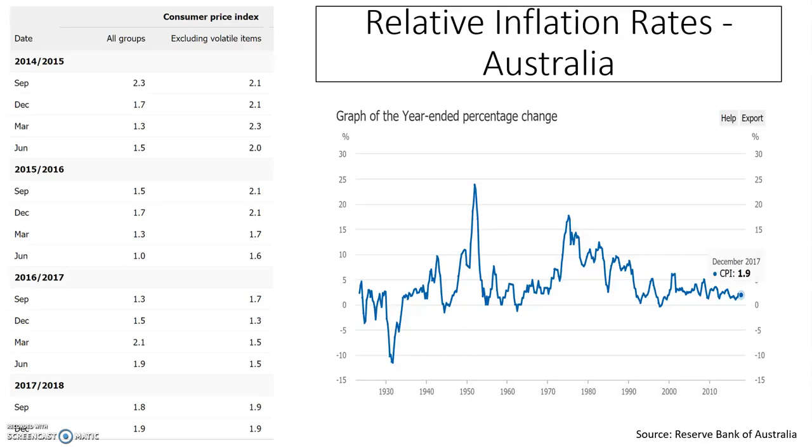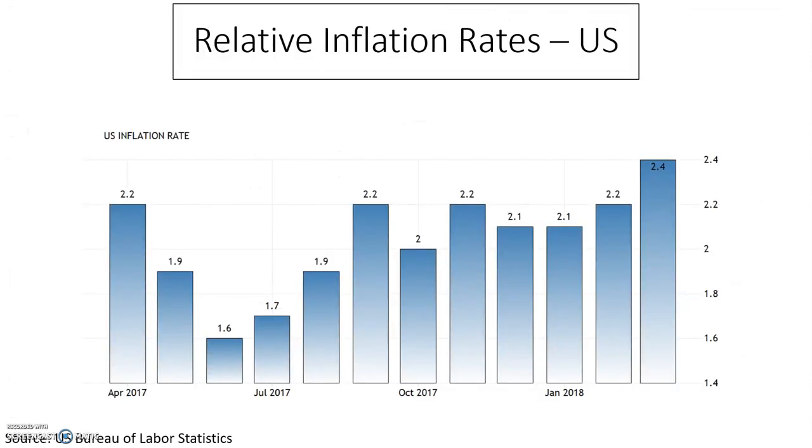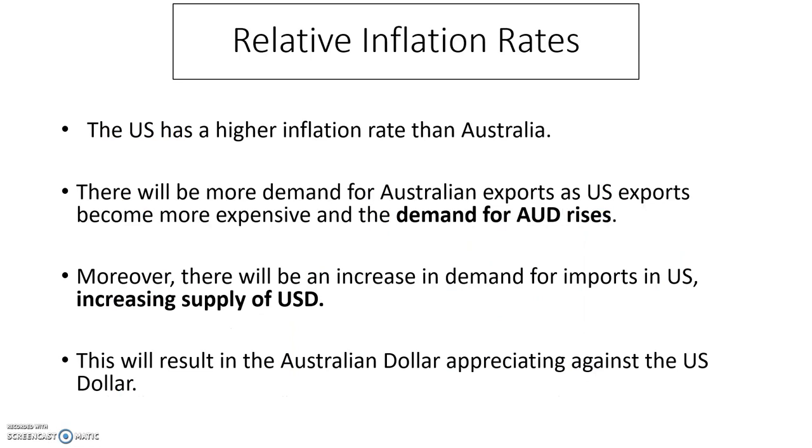The Australian inflation rate has been fluctuating over the past few years. The CPI was last recorded as 1.9 at the end of 2017. On the other hand, the inflation rate in the US has been relatively more stable in the past few months, hovering around 2. However, the United States has a higher inflation rate than Australia.